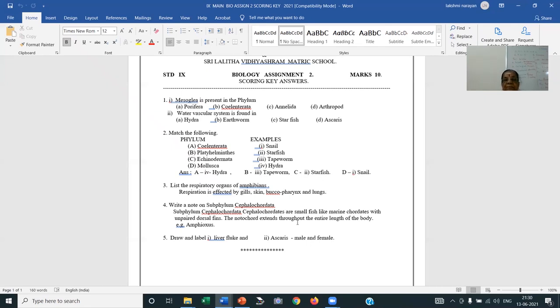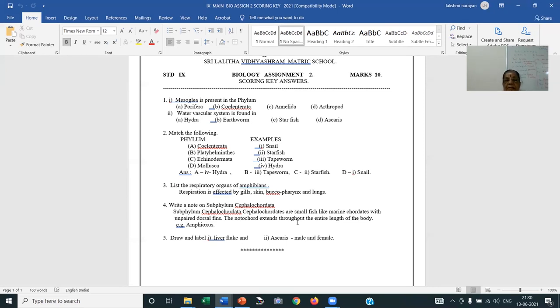So subphylum Cephalochordata, these chordates are small fish-like marine chordates with the unpaired dorsal fins. The notochord extends throughout the entire length of the body. Example, Amphioxus. I hope you follow.